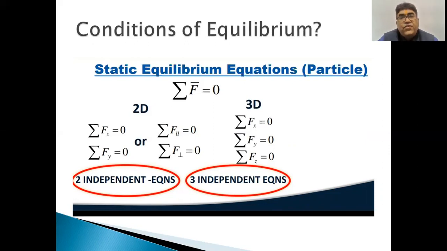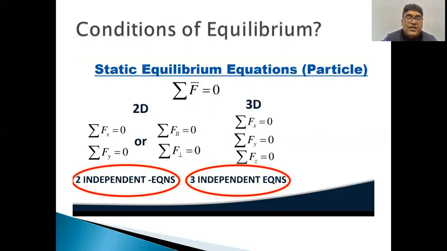The equations are as follows. The only one equation is: summation of F is equal to 0. This means that the sum of all the forces acting on any body is equal to 0. In 2D, we can split the summation of force equal to 0 into two parts, the horizontal part and the vertical part.